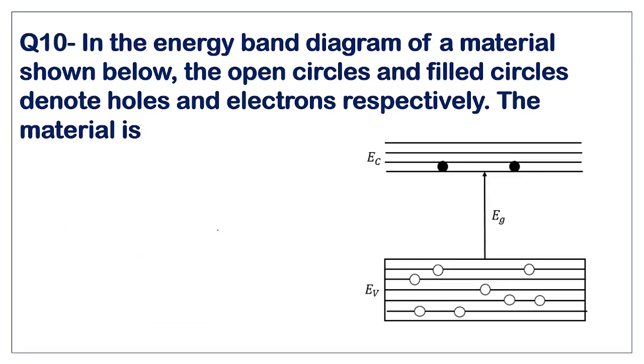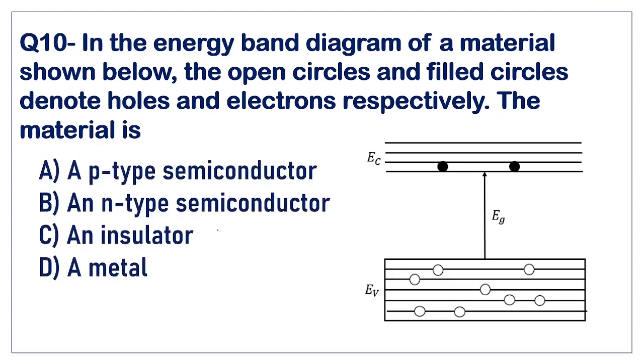In the energy band diagram of a material shown below, the open circles and the filled circles denote holes and electrons respectively. The material is what? The options are a p-type semiconductor, n-type semiconductor, insulator, and metal. If you see this energy band diagram, this is the valence band. In the valence band you can see many holes. These all are holes, so there are a large number of holes.